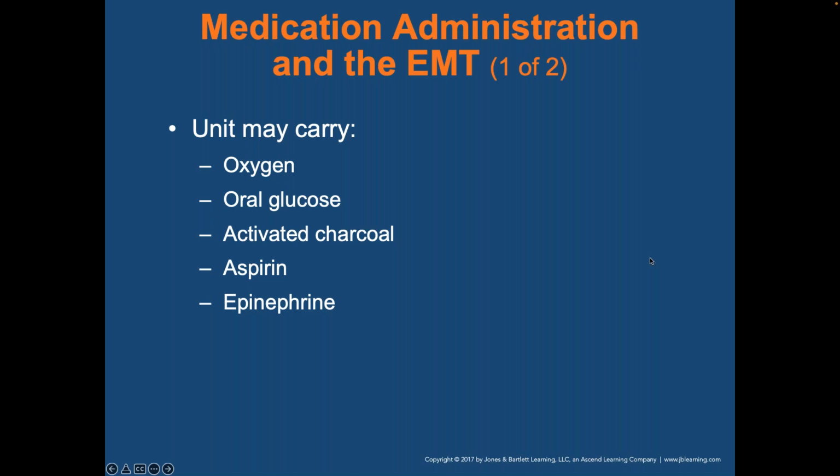So, medications administered at the EMT level. Now keep in mind, this is National Registry. Then we have our state and local protocols, which allow us to give a little bit more, right? So the unit may carry oxygen, oral glucose, activated charcoal, aspirin, and epinephrine. The epinephrine at the EMT level is a 1 to 1,000 mixture, okay? This does not go intravenous. This will actually kill somebody intravenous, but will actually help a patient at the right dosage intramuscular.